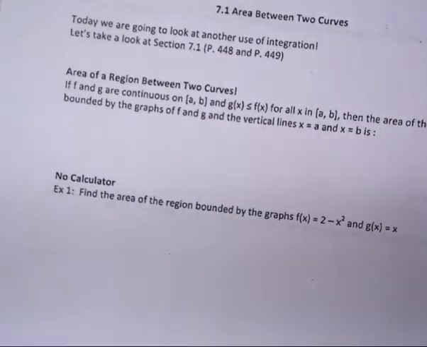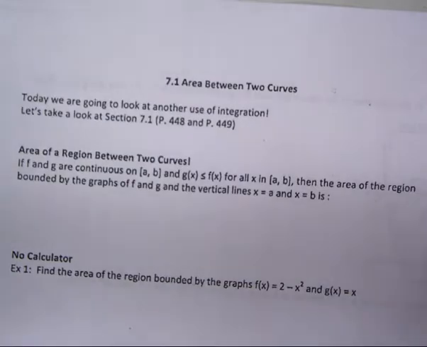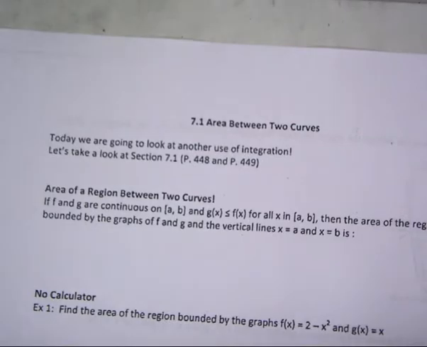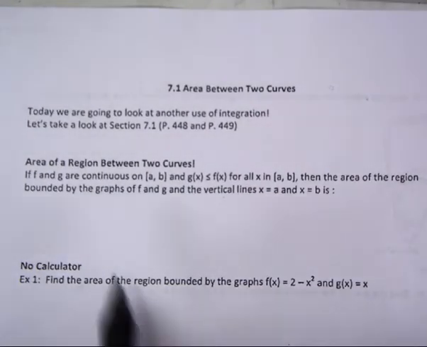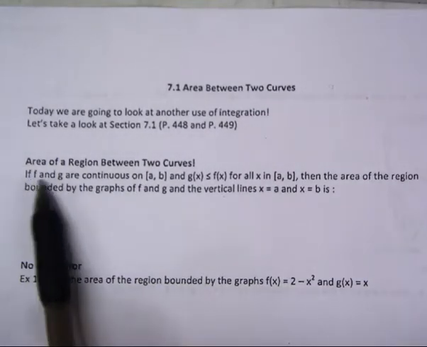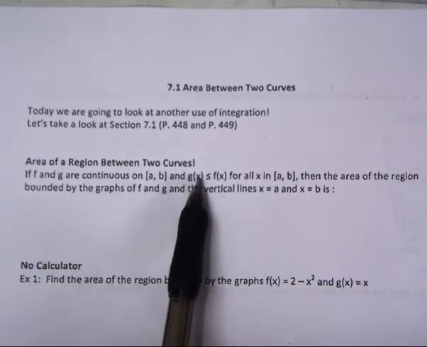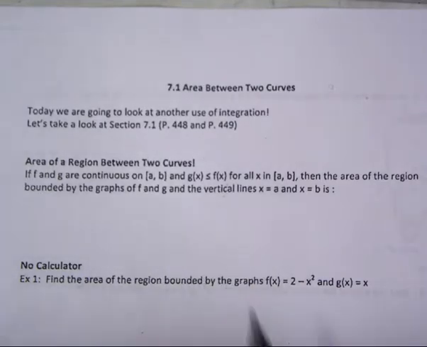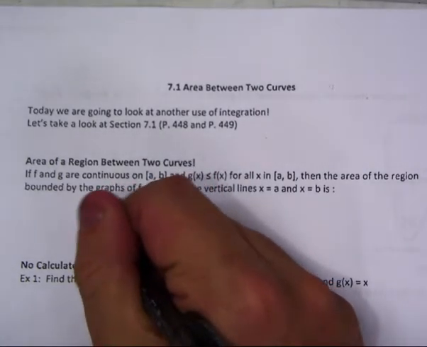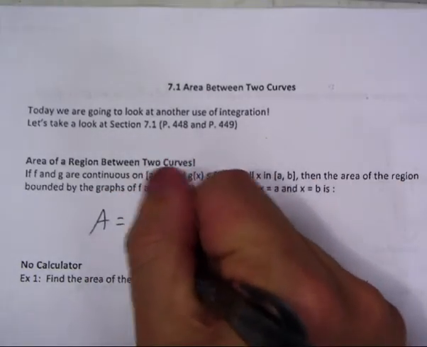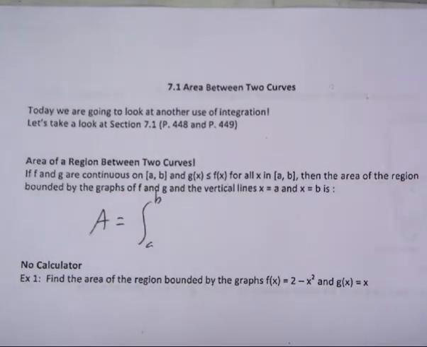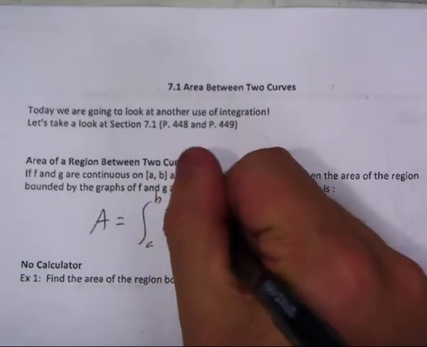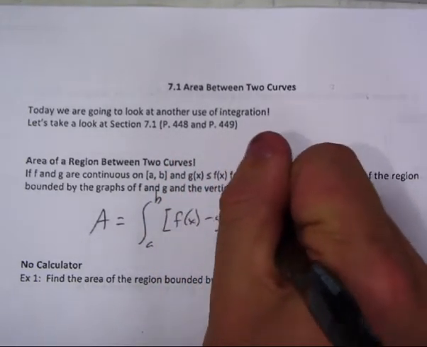So I have some examples. I might just put up the key for some of these for you to jot down once we get past the concept stuff, but let's just dive in. If I want to find the area of a region between two curves, if our functions are continuous and one function is always below the other, then the area of the region bounded by the graphs and the vertical lines a and b is the integral from a to b of the top function minus the bottom function, which is all that stuff I was just talking about in the book.